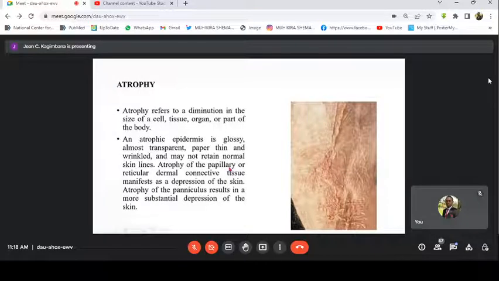Atrophy. Stretch marks are a good example of atrophy, skin atrophy. By definition, it's a diminution in the size of the cell, tissue, organ, or part of the body. The good example is striations, a good example of skin atrophy, the epidermis atrophy, because there is a loss of the epidermis.